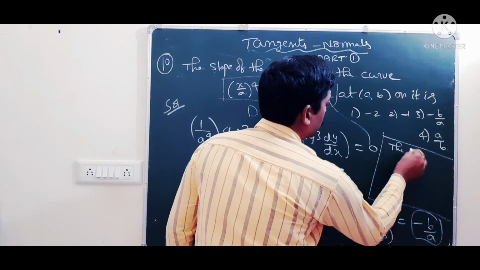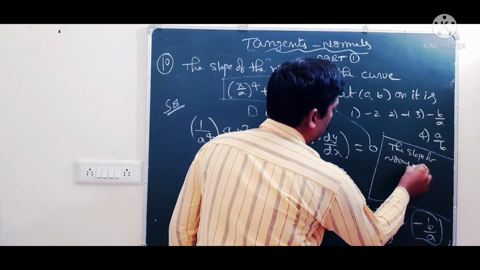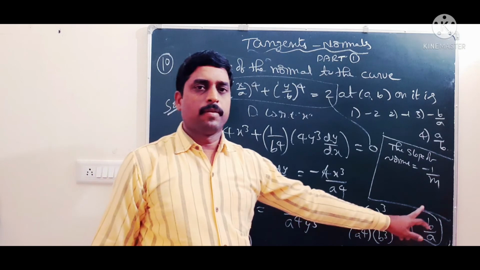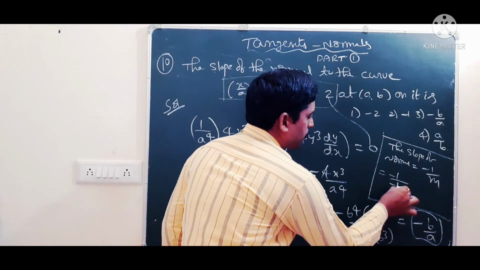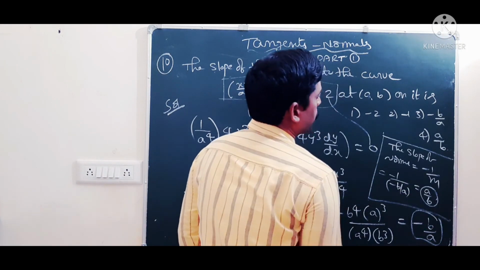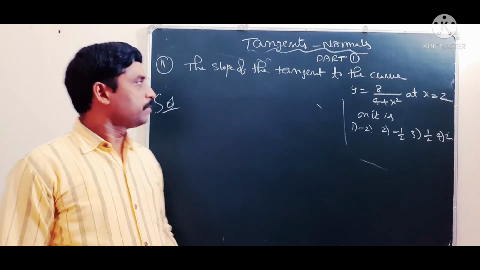The slope of normal formula is minus 1 by m. The m value we got is minus b by a. So minus 1 by m, with m being minus b by a, will be a by b. So a by b is the correct answer, the fourth option. Let us go to the next problem.